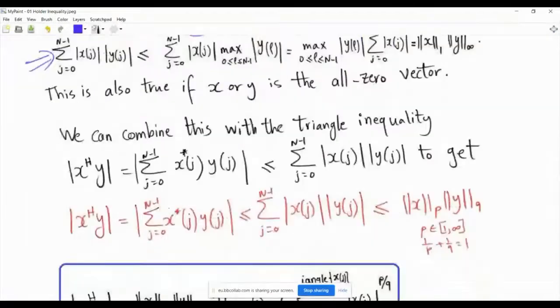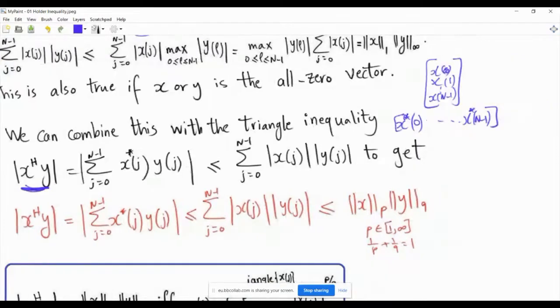Now, note that if you take the inner product of two vectors, x Hermitian y, the Hermitian of a vector, so the vector is like this. If I say the word vector in this course, then the default is that it is a column vector. So this is vector x, from x0 to xn minus 1. Its Hermitian is simply its transpose, so you convert it into a row vector, but then you also take the complex conjugate of each of the elements. So this is x Hermitian.